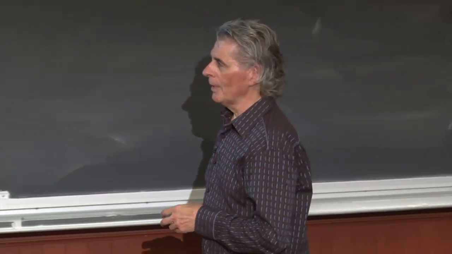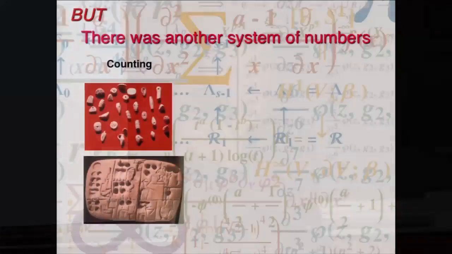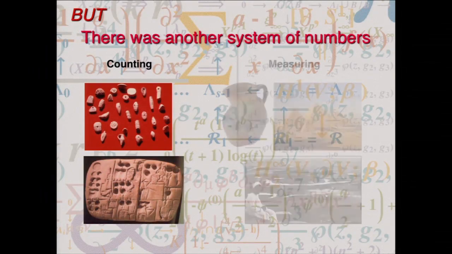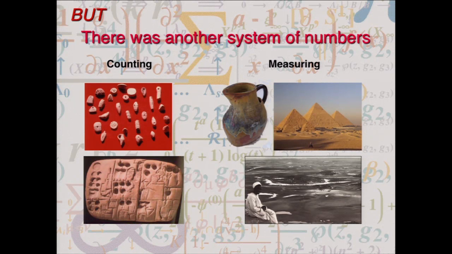So that's where we get counting numbers. It was for money. But there was another system of numbers. What about the numbers that are used for building pyramids, measuring volumes of things, seeing how much land you own when the Nile Delta floods and you have to remap the thing? There was measurement going on as well.